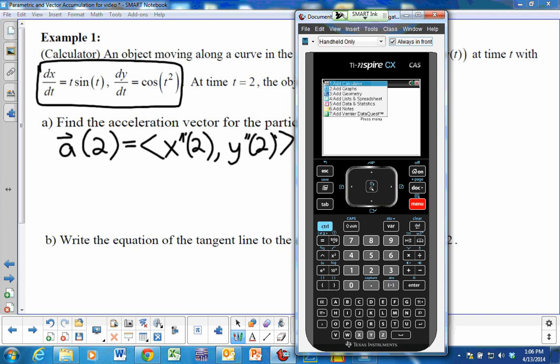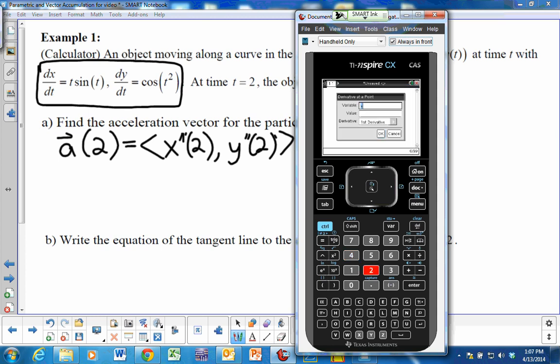So on a calculator page, because we are doing something in calculus, go to menu and go to calculus, and you will see that they have something that says derivative at a point. There's derivative and there's derivative at a point. Well, I'm trying to do the derivative at a point, so it would make sense to choose that. So let's choose derivative at a point.